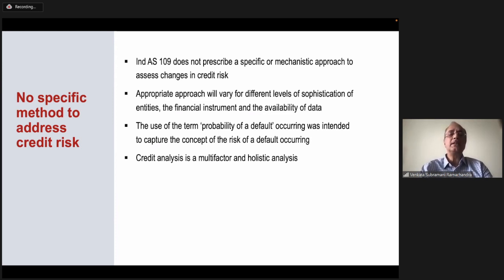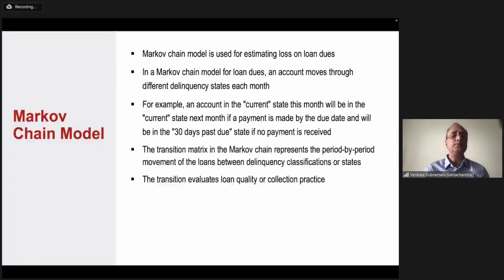Now, many people come and ask me, can you suggest a model? I have to say to them that I can't suggest the model unless I know what is the level of availability of data with you and what is the reliability of such data. Just because data is available, you can't rely on it. You have to apply certain statistical principles, statistical tests in order to find out whether such data is reliable and so on. Again, the use of the term probability of default occurring was intended to capture the concept of risk of default occurring, credit risk. Okay. Now let us move on.